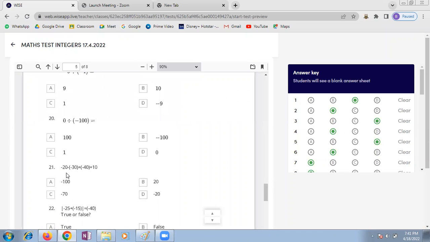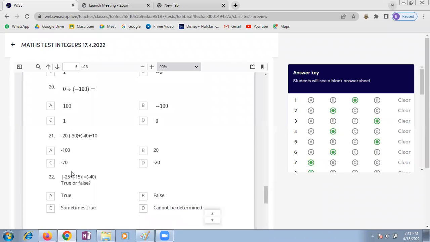And 20 minus of minus means 20 plus 30. So 10 minus 40 is minus 30. Minus 30 plus 20 minus 20 is the answer. They mentioned here absolute value. You add negative 25 and negative 15 together, it's a negative 40. But you can take it as positive 40. Is it equal to negative 40?